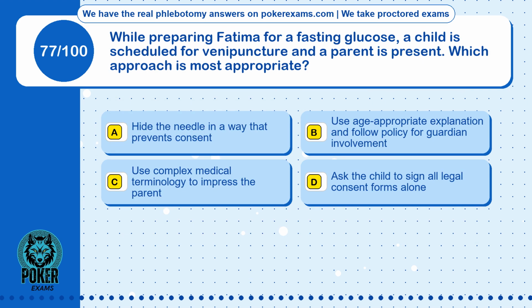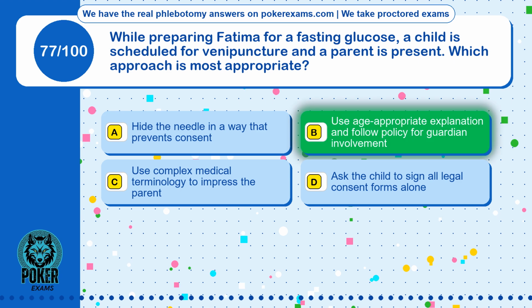Question 77. While preparing Fatima for a fasting glucose, a child is scheduled for venipuncture and a parent is present. Which approach is most appropriate? Option A, hide the needle in a way that prevents consent. Option B. Use age-appropriate explanation and follow policy for guardian involvement. Option C. Use complex medical terminology to impress the parent. Option D. Ask the child to sign all legal consent forms alone.